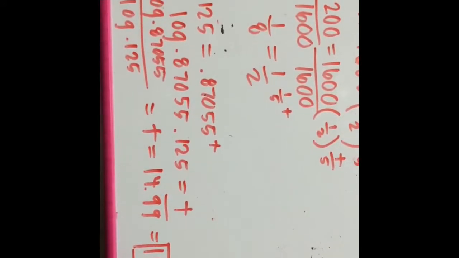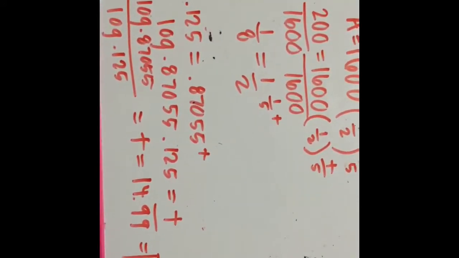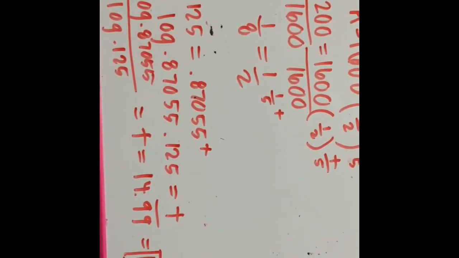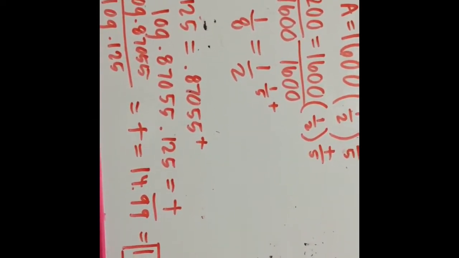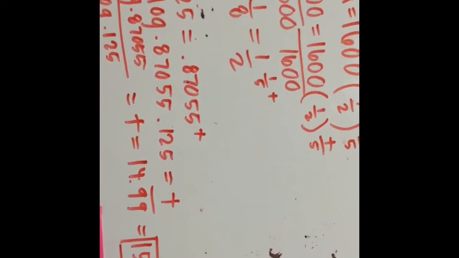So in the end, it'll take 15 hours for your body to have 200 milligrams of ibuprofen left from starting with 1600.